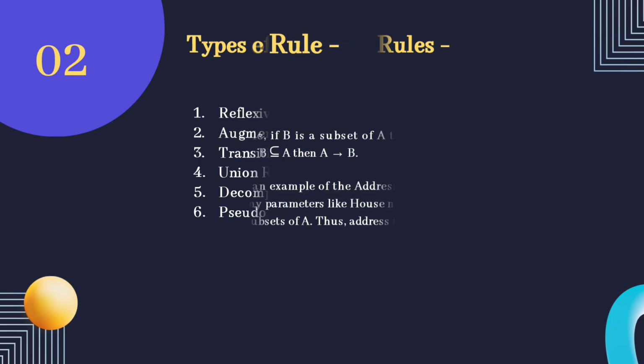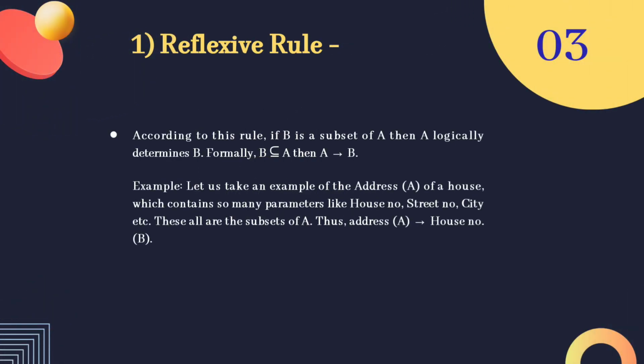First one is the reflexive rule. Any attribute or set of attributes determines itself, or we can say that if B is a subset of A, then A determines B. This is called reflexive. Let us take an example of the address of a house, which contains many parameters like house number, street number, city, etc. These are all subsets of the address. Thus, the address determines the house number, or we can say that the address determines the address.